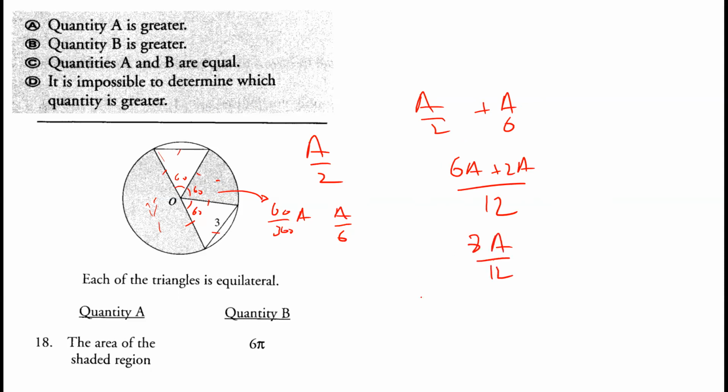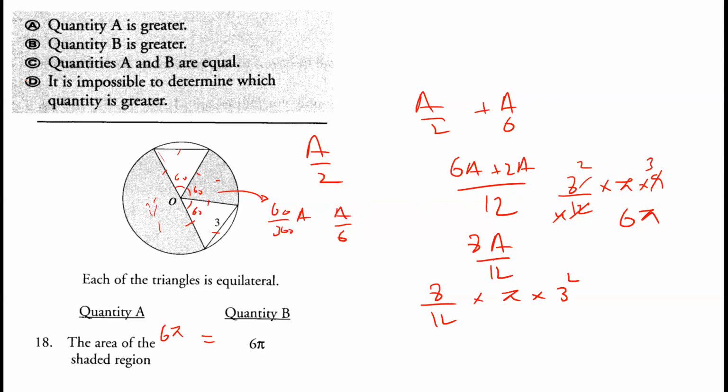And the area of the circle would be pi into 3 squared. So 8 upon 12 into pi into 9. So 3 4s are 12, 3 3s are 9, 4 1s are 4, 4 2s are 8, this would be 6 pi. So 6 pi is 6 pi, both of them are equal, hence option C is correct.